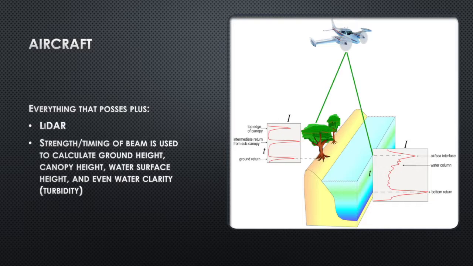Aircrafts. Aircrafts possess every system that a satellite has, plus they have a LiDAR system. LiDAR is a laser-based radar system. It uses strength and timing of beam to calculate various parameters such as ground height, canopy height, water surface, and even water clarity.